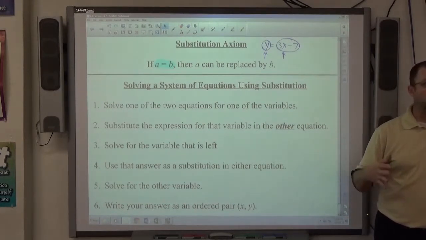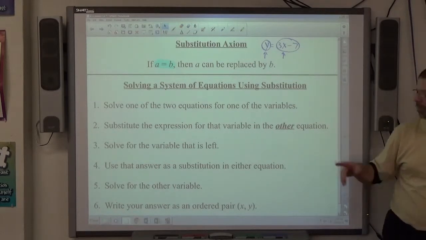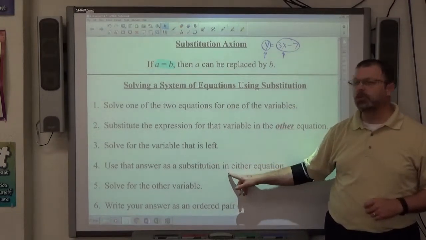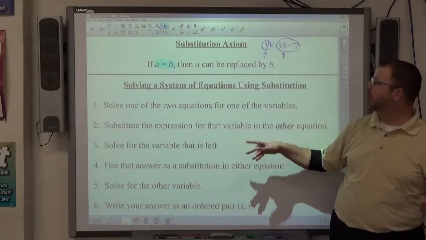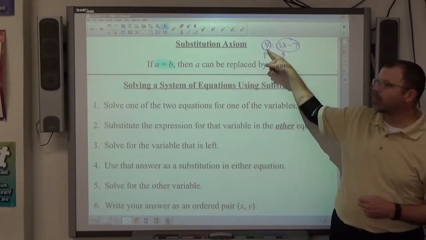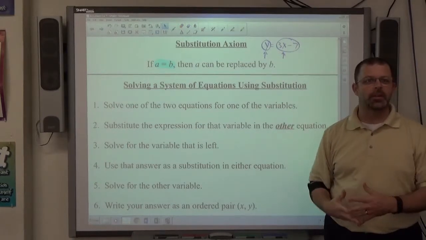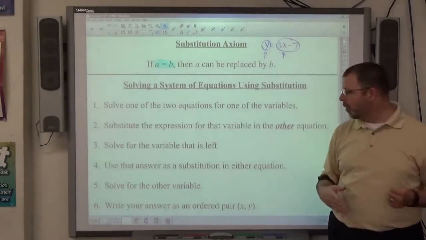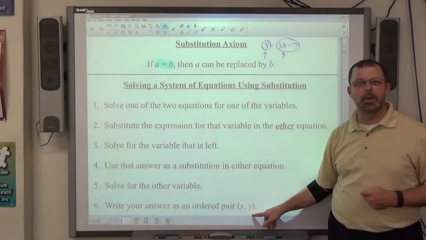If it's x equals or y equals, it doesn't matter, you get the answer. Once you know that answer, substitute that in. Like once I get x equals 2, for example, I go here: 3 times 2 is 6, minus 7 is negative 1, so y is negative 1. Substitute that in to figure out what the other variable is. Once you know both answers, write your answers as an ordered pair (x, y).